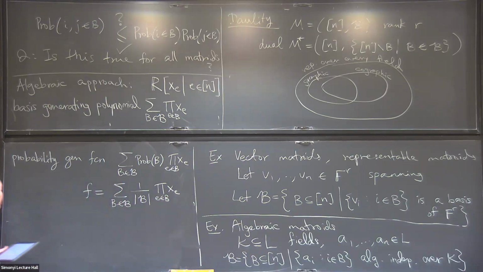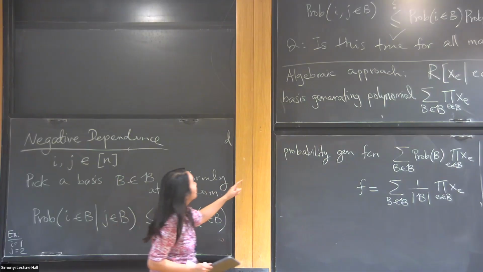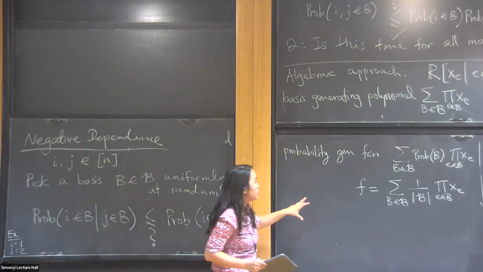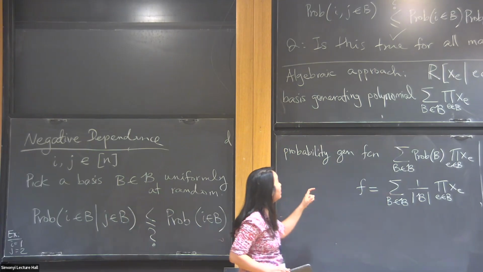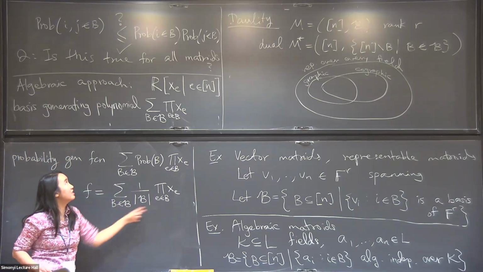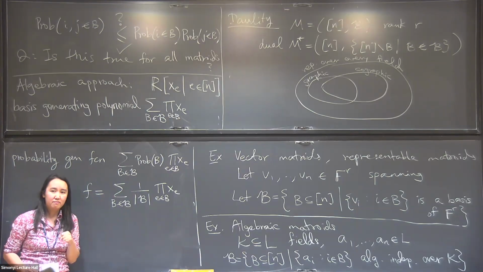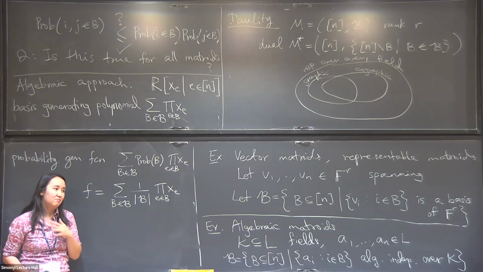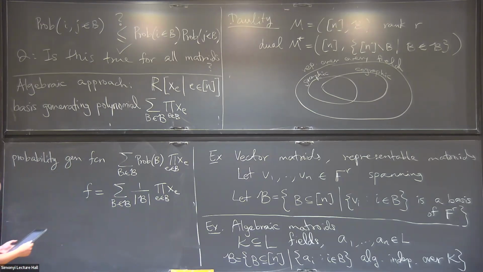And now let's try to rephrase these questions, the negative dependence, the thing at the top, in terms of this polynomial. So let's pause for a moment. Maybe look at the right-hand side. How would I pick out, among these, all the bases that contain 1? How would I throw away the ones that do not contain 1? What operation can I do to the polynomial that will kill all the terms without x1?